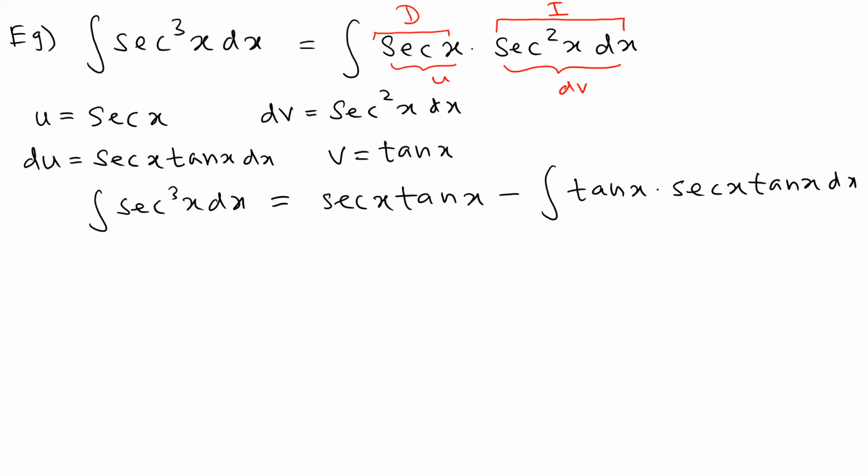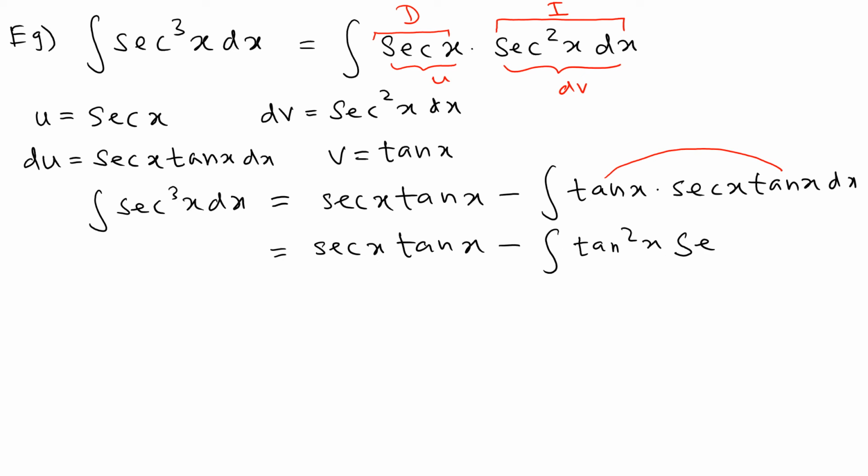You can see you can combine these two, tan and tan. So we can write this one as secant x tan x minus, so it is tan squared x secant x dx. Now what we're going to do is use one of the trigonometric identities.